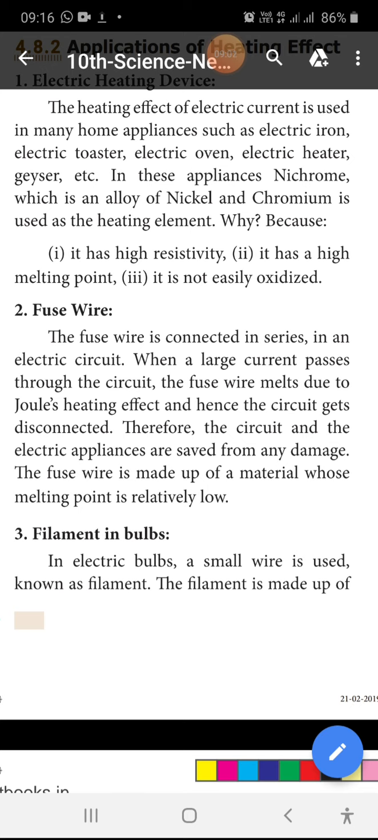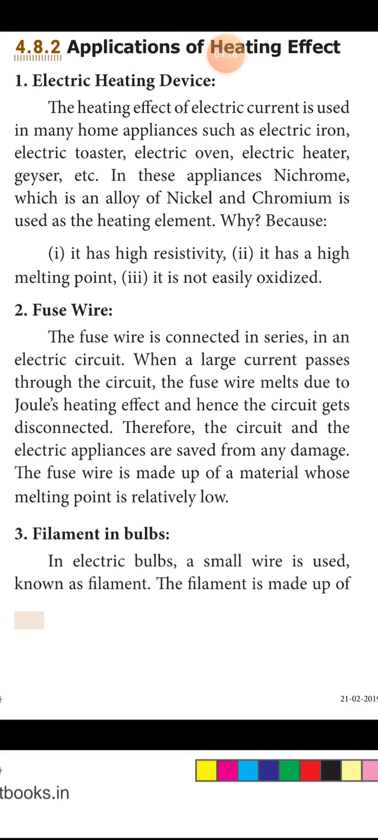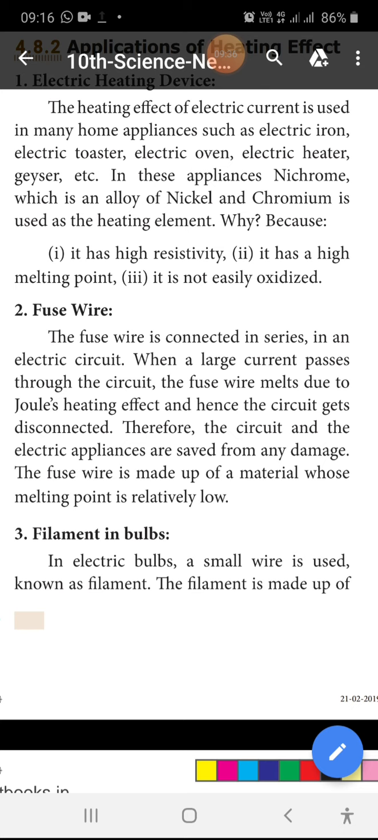If no circuit connection is there, the charges will not flow. The charges do not flow, so appliances will be safeguarded from damage. The fuse wire is made up of a material whose melting point is relatively low. Just underline this: nickel has high melting point, fuse wire has very low melting point.